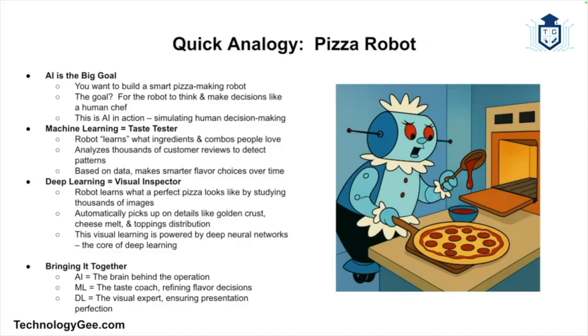Now, imagine you're trying to make a smart pizza making robot. And AI is the goal. So you want the robot to make decisions like a human chef. Machine learning helps the robot, quote unquote, learn what combinations of ingredients taste good by analyzing thousands of customer reviews. Deep learning allows the robot to, quote unquote, see what a perfectly baked pizza looks like by analyzing thousands of pictures and automatically learning the features such as the crust color, cheese melt, etc.